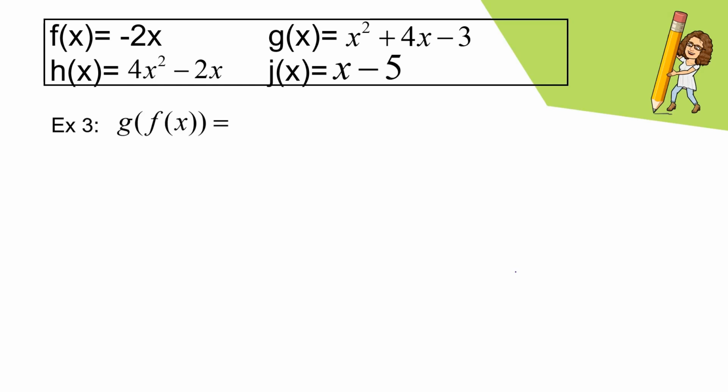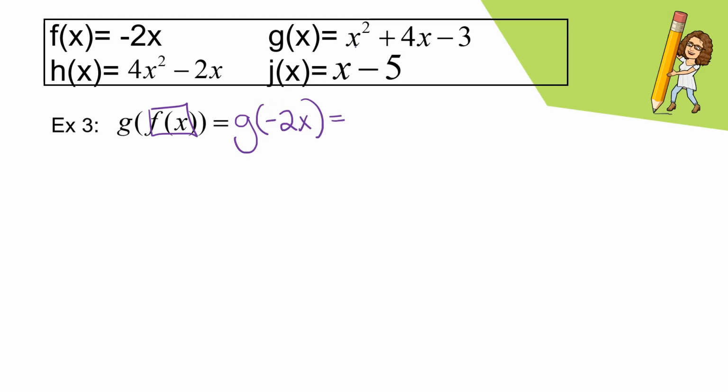Let's try another one. G of f of x. So again, what I'm going to do is find what f of x is. So I'm going to go g of negative 2x. Just like that. And what I'm going to do now is start writing g's function. But when I see an x, I'm going to put a negative 2x instead because that's what they're telling me to do. They're saying plug in negative 2x in for my x.